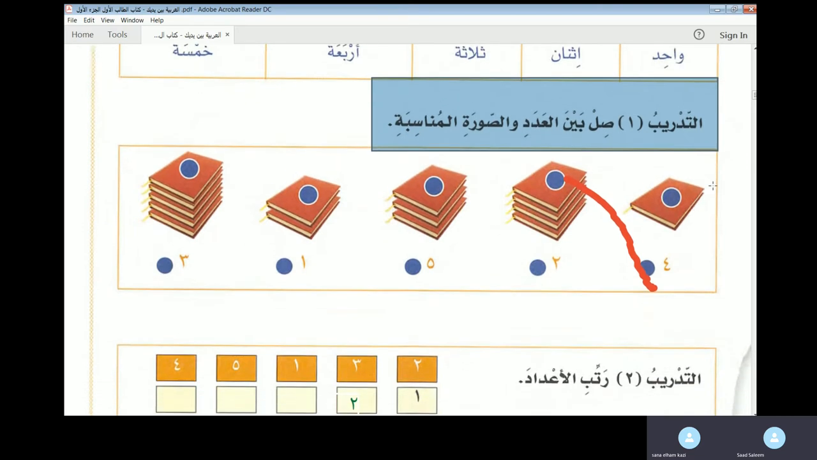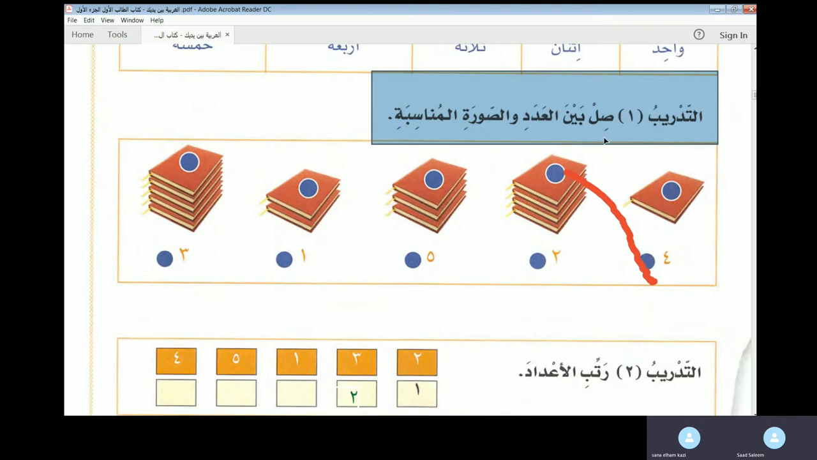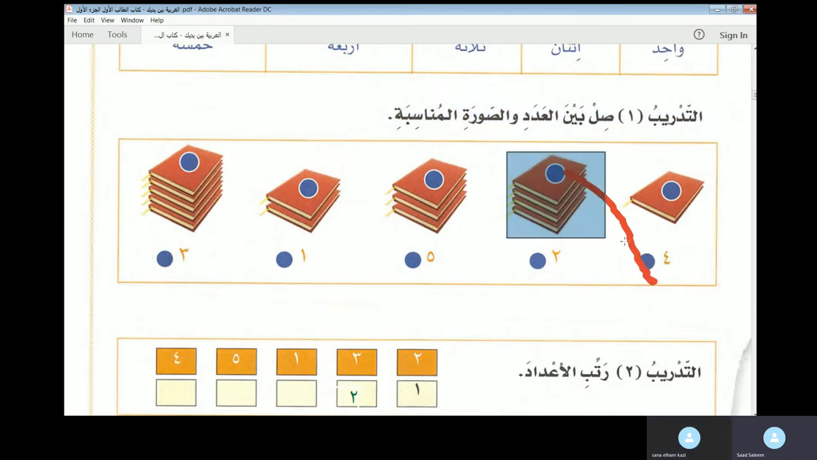At-tadrib, exercise 1. Sil bayna al-a'dad, join the numbers with the appropriate picture. So here we will join the picture of four books with arba'atun. What will be the Arabic of one book? Kitabun wahidun. Four books, arba'atu kutubin. The counted noun will be majroor from 3 to 10. And that is khamsatu kutubin.